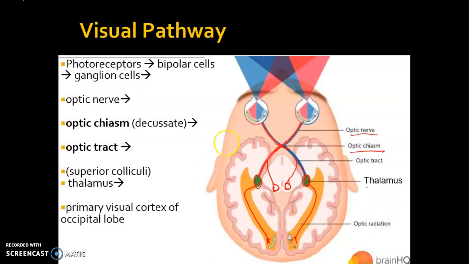That's the end of the eye lecture. I'll stop here and then move on to the ear.